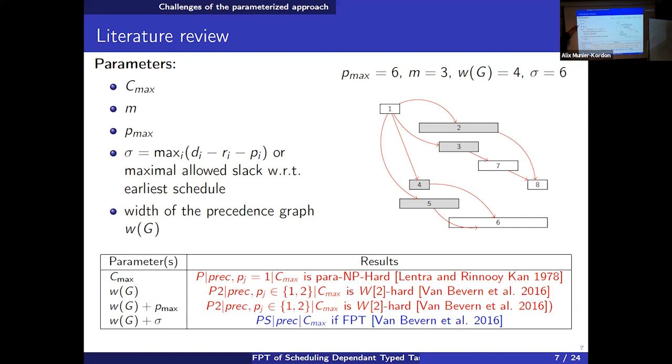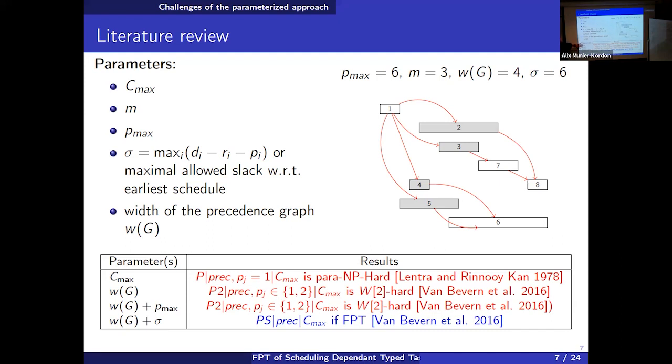Other parameters are the number of machines, the maximum duration of a task, or the slack. The slack is the maximum deviation if you consider the earliest starting time. Or the width of the precedence graph. The width of the precedence graph, if you look at the precedence graph, is the number of tasks that are independent, with no relationship.